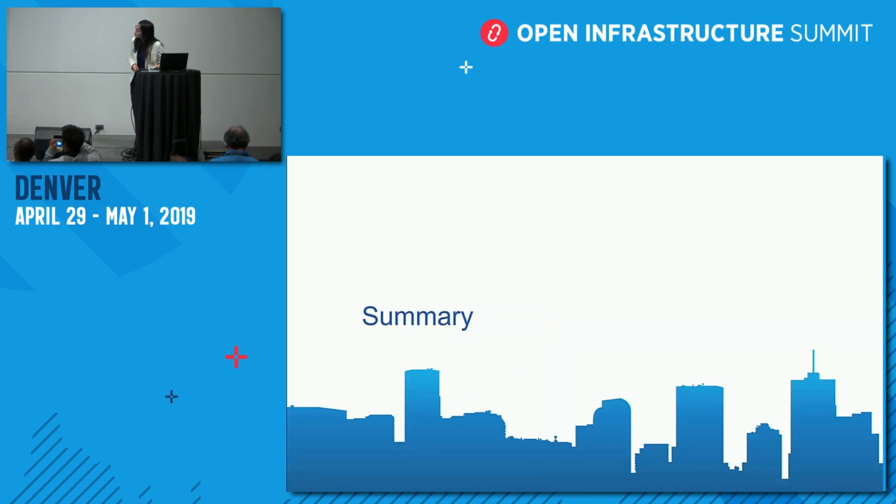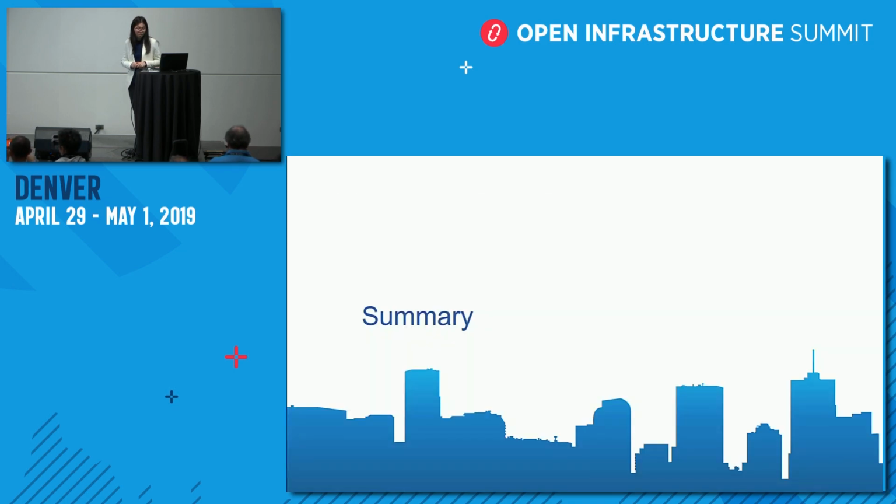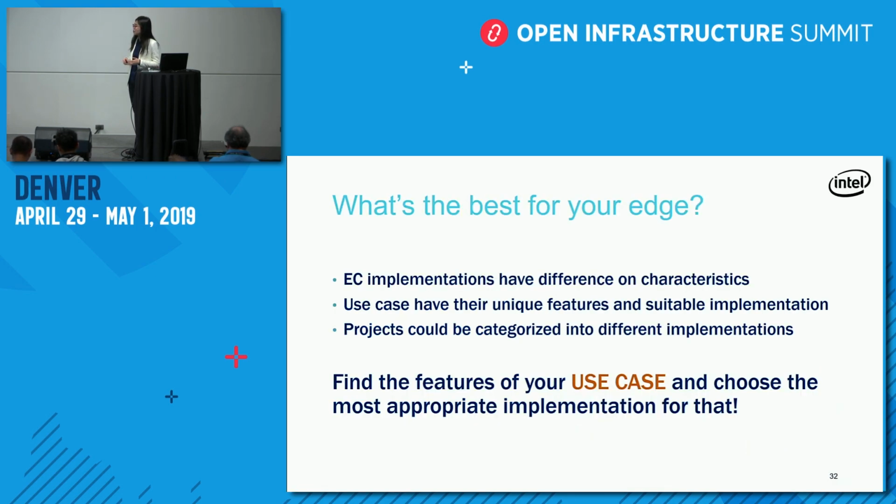So I think it should be the time now. We're going to go back to the previous slide. So it's time for the summary. We have learned from the previous talk that there are different edge computing implementations, and they differ in characteristics, and the use cases also have different features and suitable implementations according to these features. And also we can categorize these projects into different implementations.